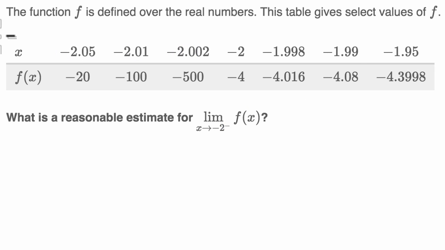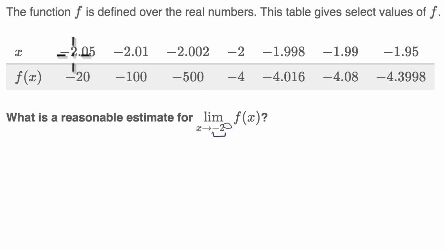So now it says the function f is defined over the real numbers. This table gives select values of f, similar to the last question. What is a reasonable estimate for the limit as x approaches -2 from the left? So this is confusing. You see these two negative signs. This first negative sign tells us we're approaching -2, and we're going to approach once again from the left.